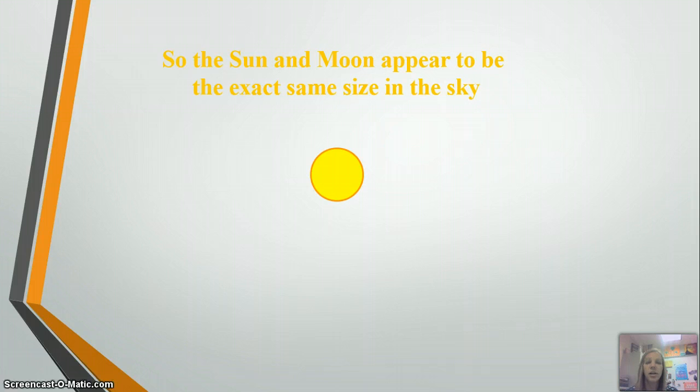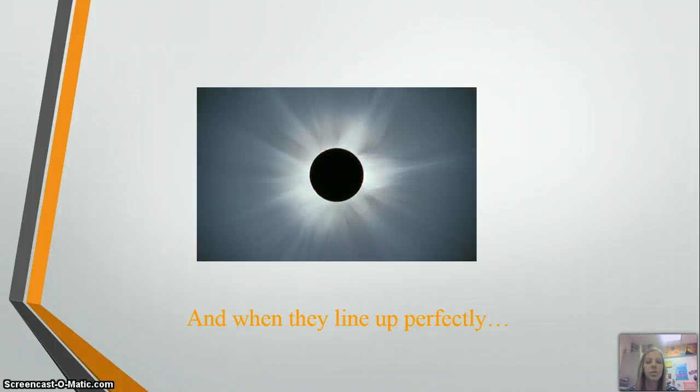So the sun and the moon appear to be the same size, and if they line up perfectly, which happens occasionally in a solar eclipse, this is what you get. The moon being the dark black spot and the rays in the background coming from the sun. Complete covering up of the sun by the moon.